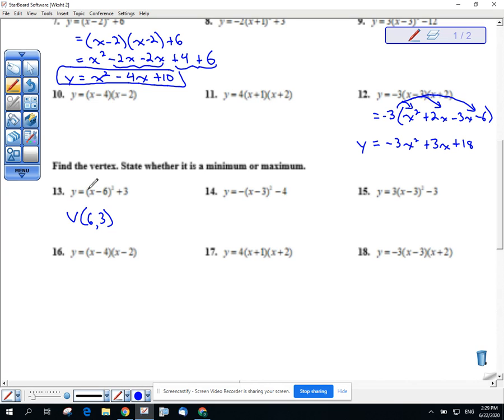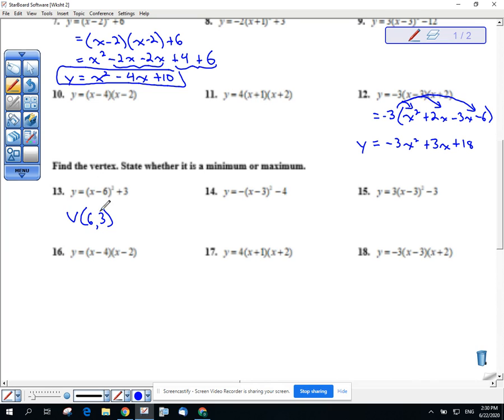Y equals a times x minus h squared plus k, where the h, k is your vertex. Well, x minus h is x minus 6, so the h value must be 6. That goes here. Squared plus 3, when this was plus k, so the k value must be 3. The vertex is at 6, 3.